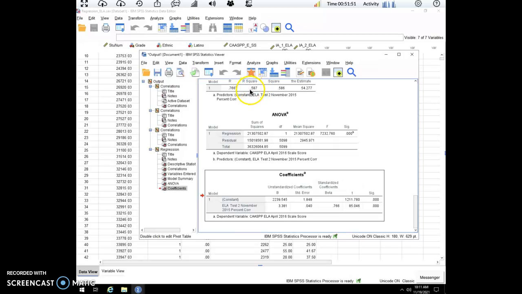So you convert this into a percentage by moving the decimal point over 2 places, which gives you 58.7%. And then you subtract that from 100% to get the variation in the April test score that we cannot explain with the November test score. It's the difference between the two.